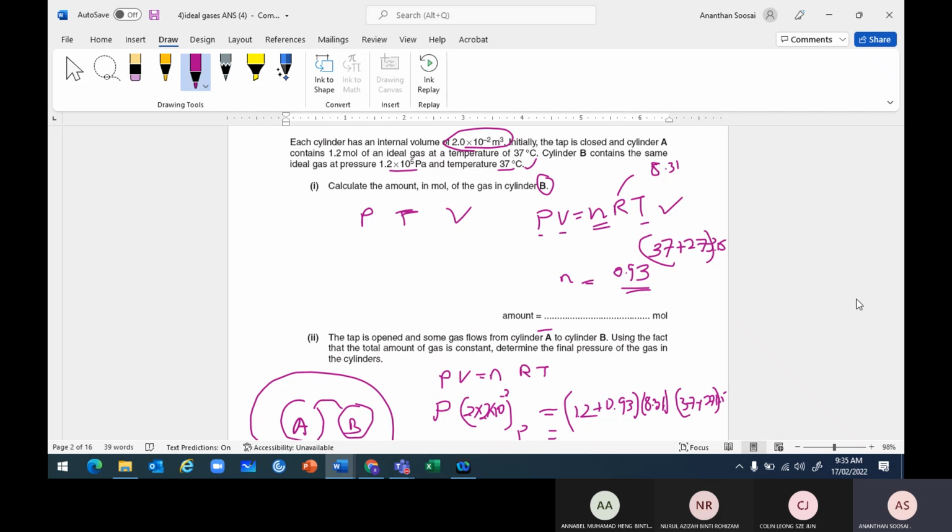I don't know how many of you thought of this. First, you selected PV equals nRT. Second, you were aware that the volume must be for both containers, because A and B together are like a closed system. The number of moles both need to be added. The temperature is the same, so the temperature never changed, 37 degrees. Then you are able to get the final pressure, 70.5.